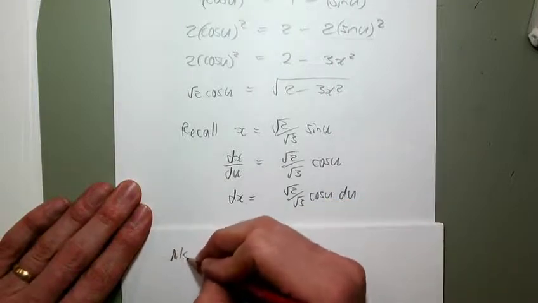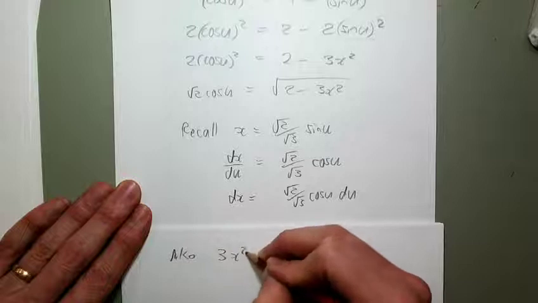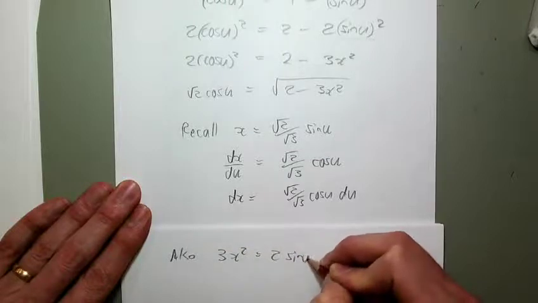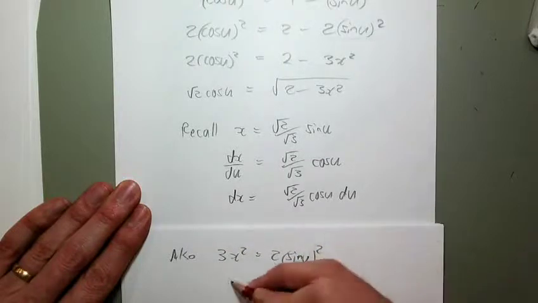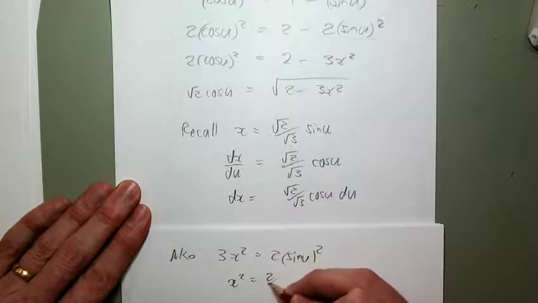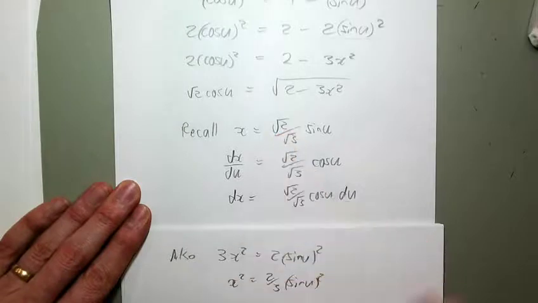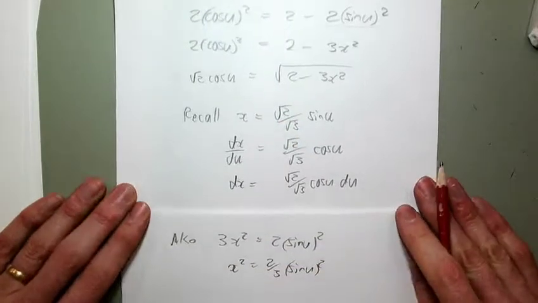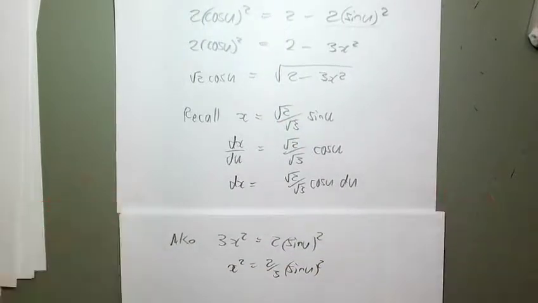So also 3x squared equals 2 sine u squared. So in fact, x squared equals 2/3 of sine u. I could have just squared this one, of course, and gotten the same answer. So now I have dealt with the x squared. Everything's been dealt with. Each part of my integral is able to be replaced with something involving u.